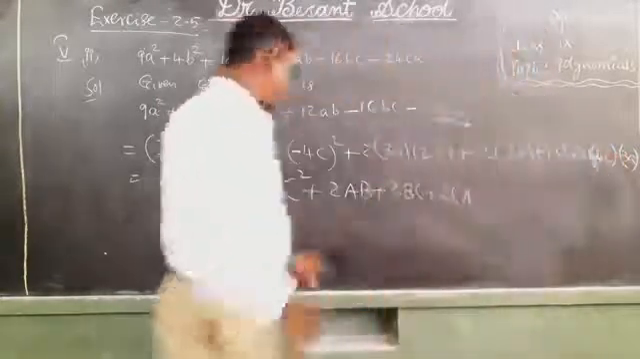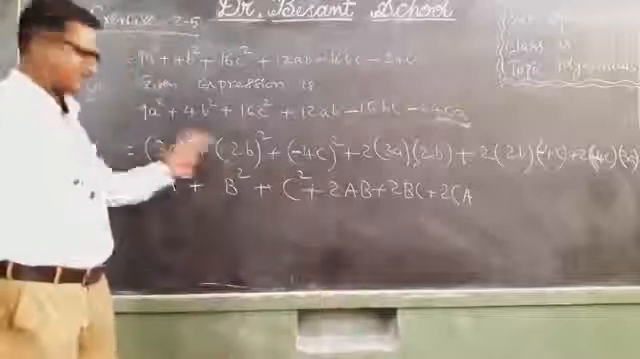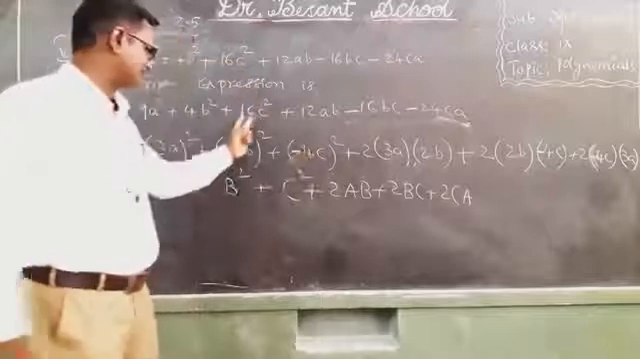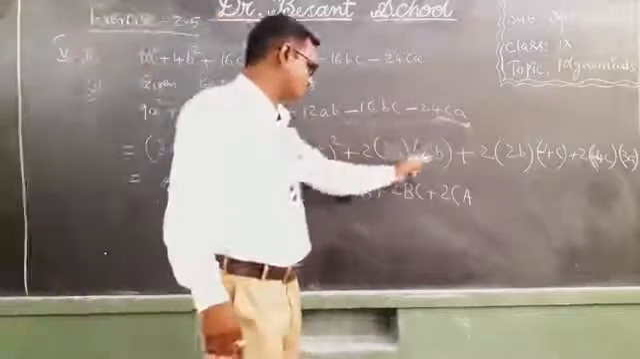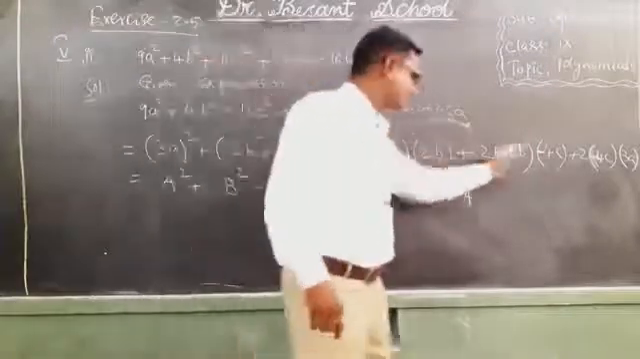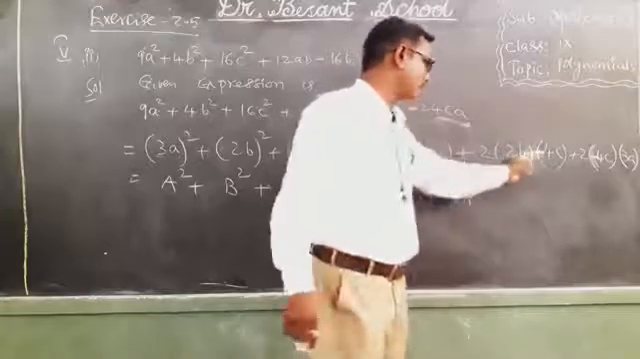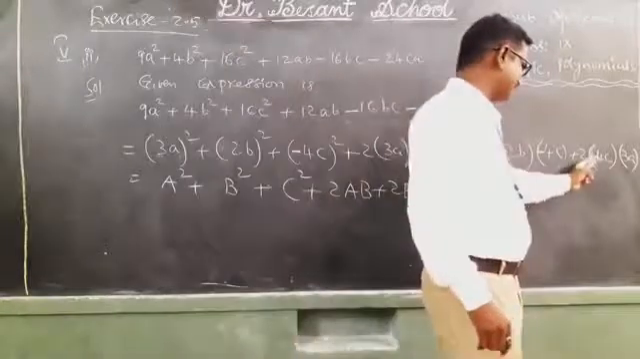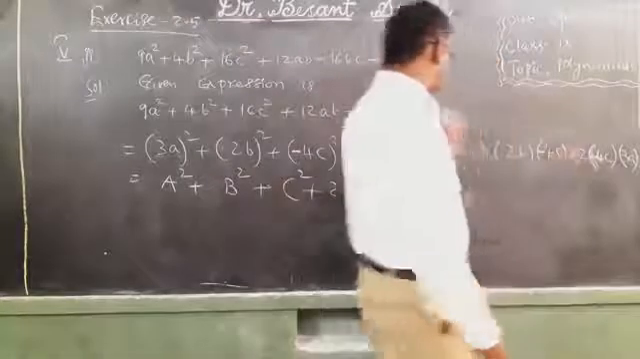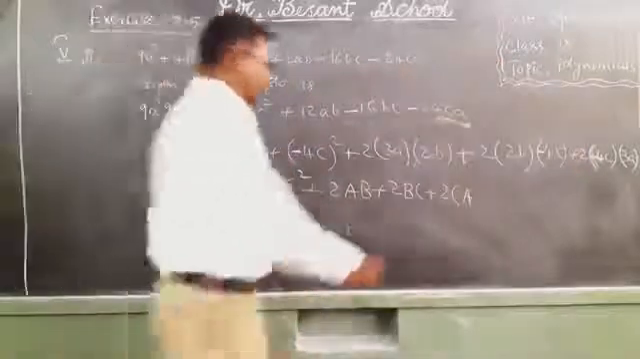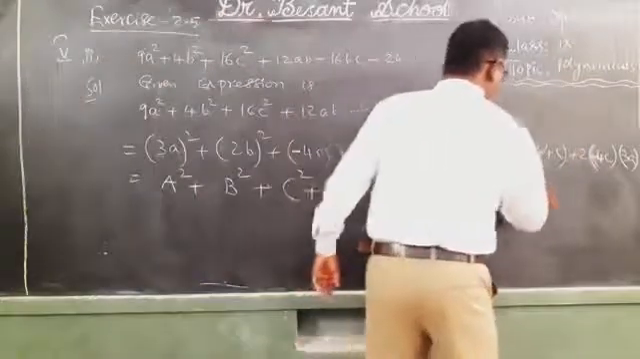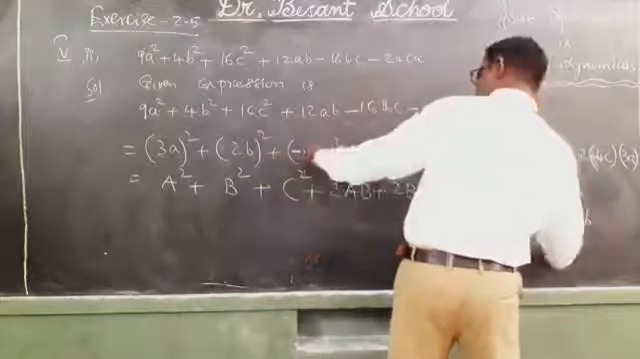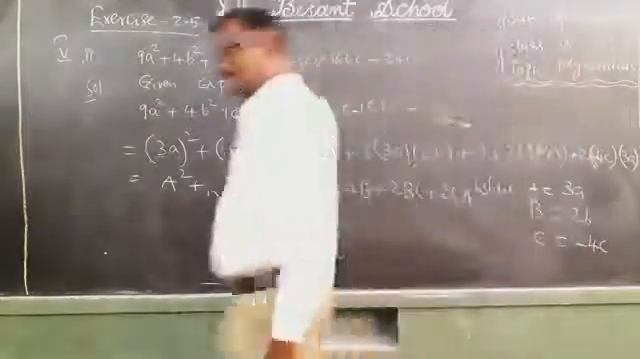Okay children, now verify. 3a whole square, 9a square, plus 2b whole square, 4b square, minus 4c whole square is plus 16c square only. 2 3 is 6, 6 2 is 12ab, plus 12ab, plus into minus is minus. 2 2 is 4, 4 4 is 16, minus 16bc, plus into minus is minus. 2 4 is 8, 8 3 is 24, minus 24ac. Now observe where we need to write: what is A, 3a; what is B, 2b; what is C, minus 4c.